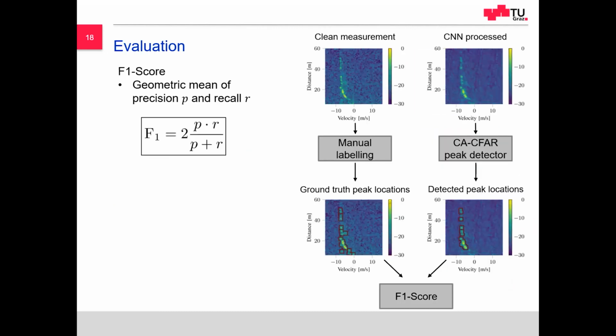As for the evaluation, we use the F1 score. It's the harmonic mean of precision and recall. And in order to calculate this, we took the clean measurements. We manually labeled all object peaks, which gives us the ground truth peak locations. And then as for the CNN processed range Doppler maps, we used the cell averaging CFAR peak detector in order to automatically detect all the peaks in the range Doppler map, which is then, together with the ground truth peak locations, the basis for the F1 score.